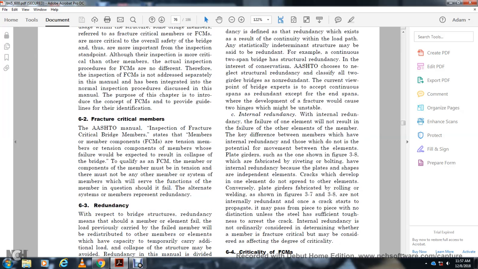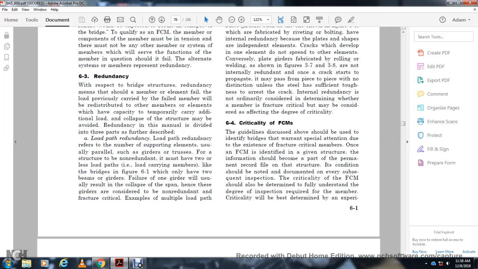Fractional critical members. The AASHTO manual for inspection of fractional critical members states that the members subject to tension and the extent of the potential for failure qualify the bridge as having fractional critical members. There must not be any other member or system which will serve the function of the member in question should it fail, and the alternate system members represent the redundancy. With respect to bridge safety, the redundancy may mean that should a member fail, the load previously carried by the failed member will be redistributed to the other members, which have the capacity to temporarily carry the additional load.